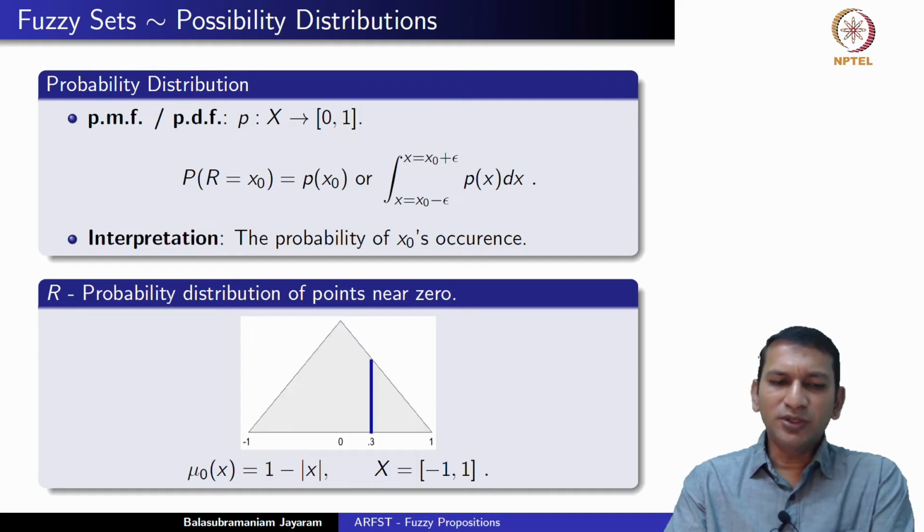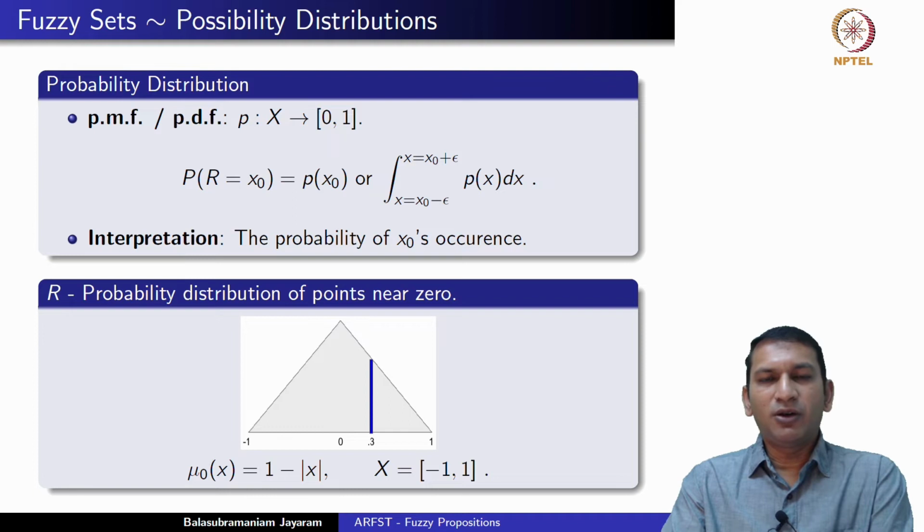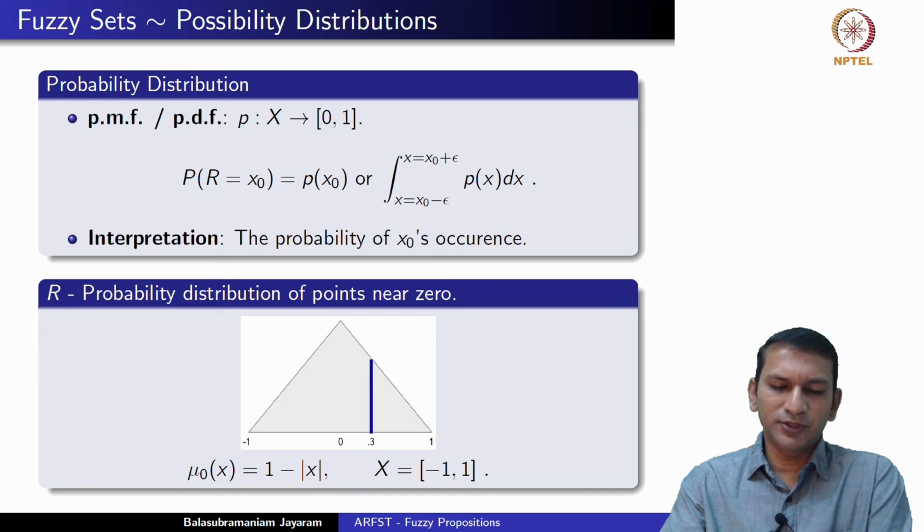But we could also consider the earlier fuzzy set, the triangular fuzzy set that we considered on this domain also as a PDF, because the area under the curve is 1, and so this could also be considered as a possible PDF. So this gives a different distribution of the points that are close to 0. Whereas when you sample from this distribution, the probability with which you get 0.3 is different from how you would get with some other distribution.